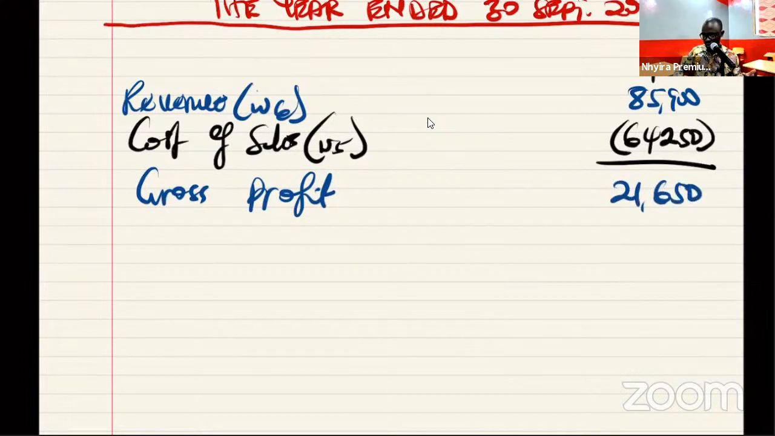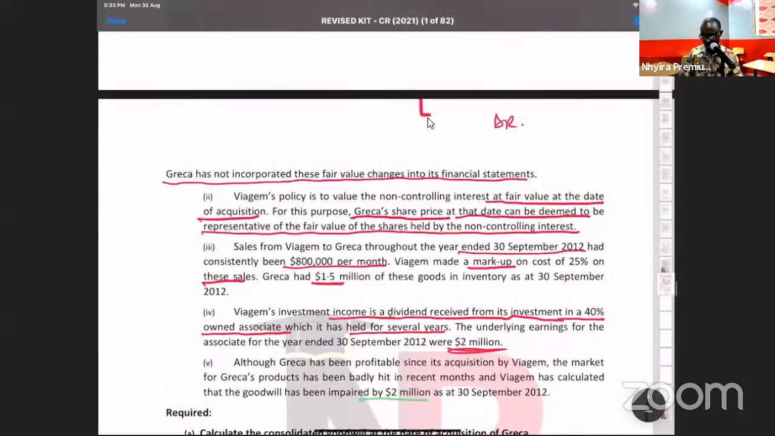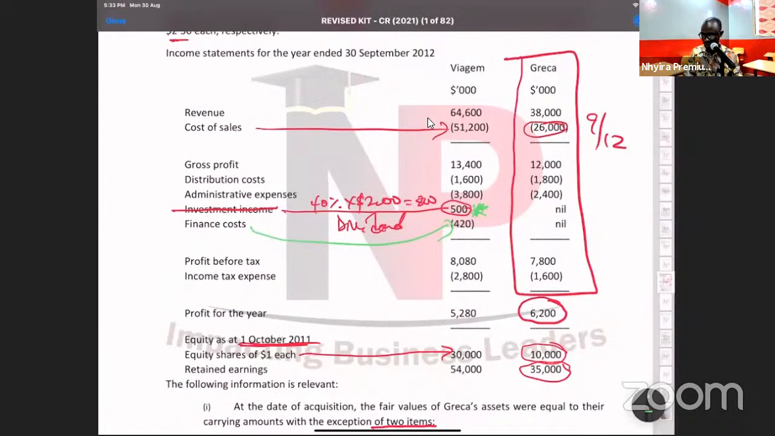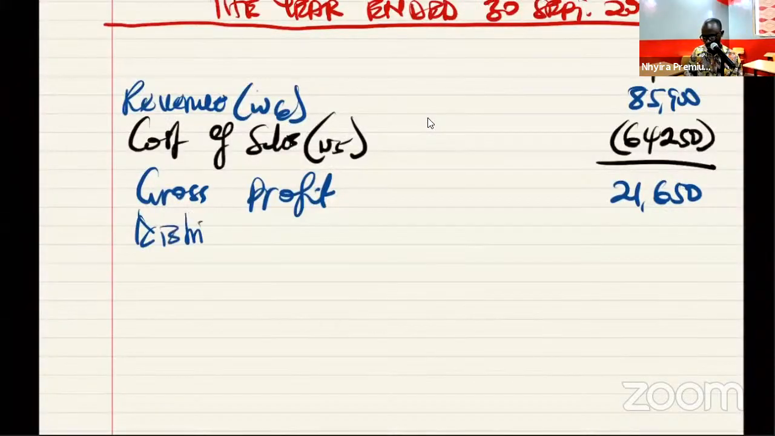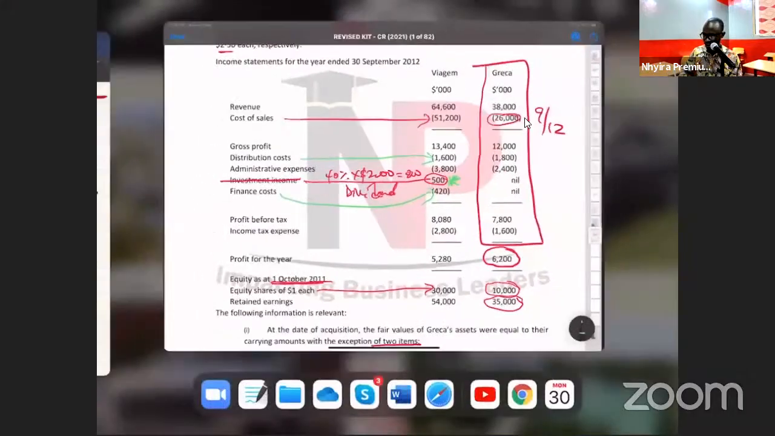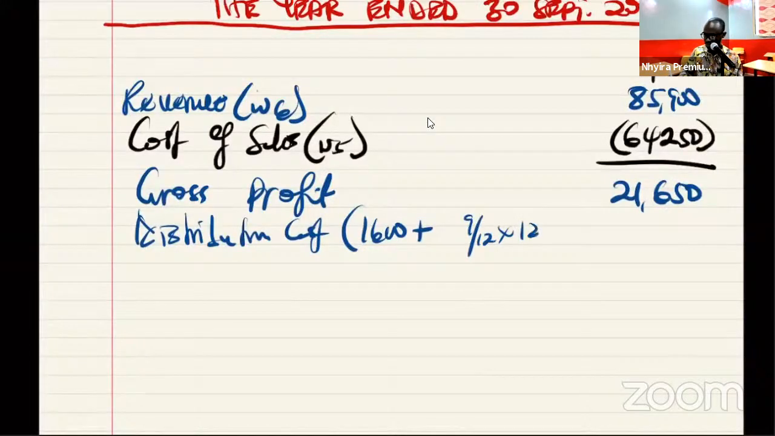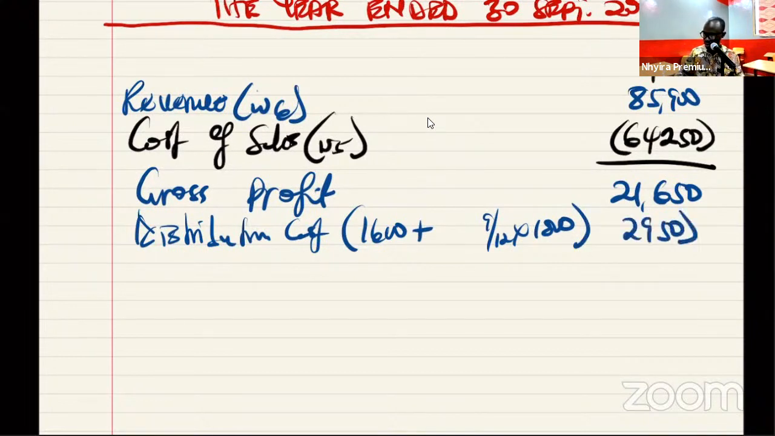Then we go back to the question to pick the items one after the other. There is distribution cost. Remember with the distribution cost, we will pick 9 over 12 of Greece's figure. So we're going to have 1,006 plus 1,800. We'll pick 9 over 12 of that. Of 1,800, and that is going to give us an amount in total of 2,950. We're going to less that out.